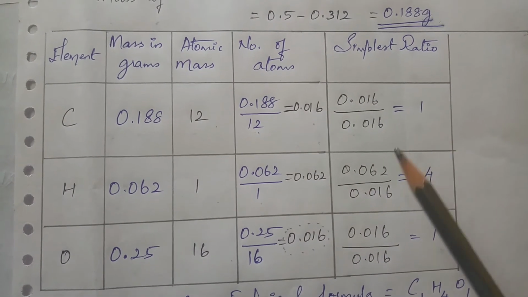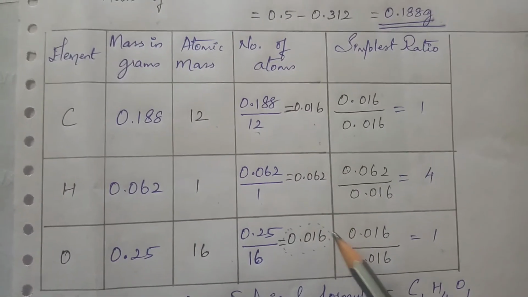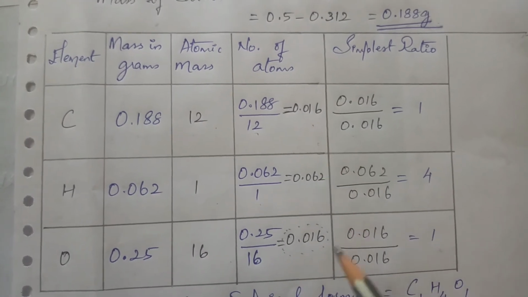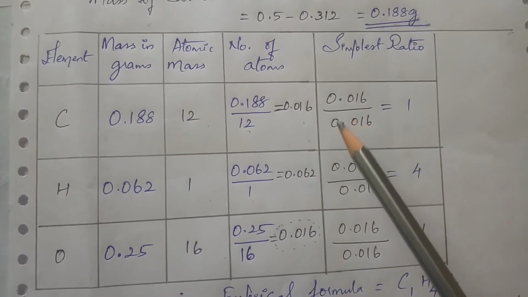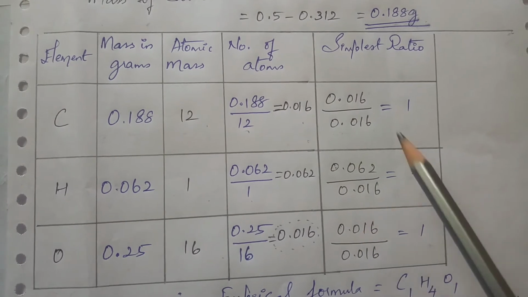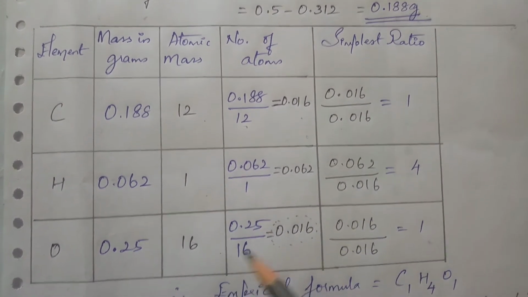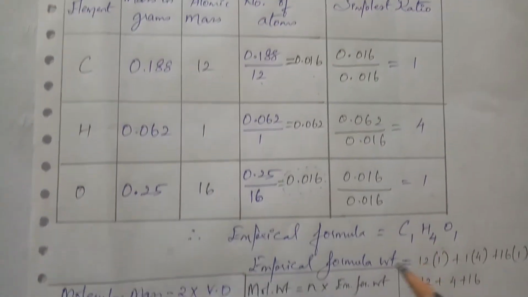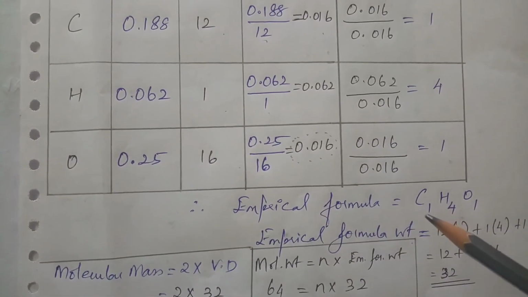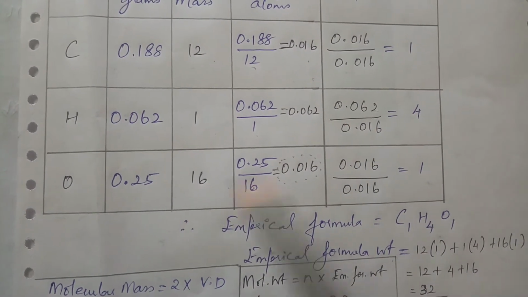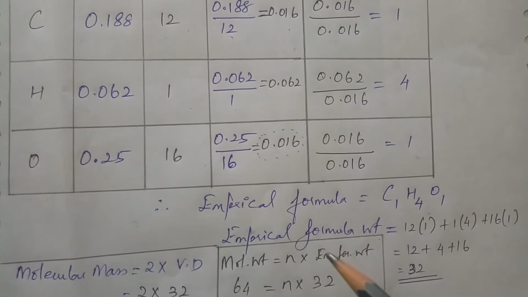The last step is to find the least value, which I have encircled here. Among these three, you can use either carbon or oxygen as the least value, and you have to divide throughout. When we divide and simplify, we get the whole numbers: carbon 1, hydrogen 4 and oxygen 1. Therefore the empirical formula of the compound is found to be C1H4O1. Got it? And every formula will have its own weight.